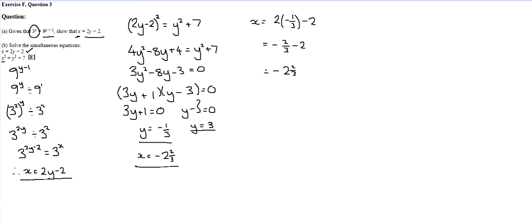Remember, these are the coordinates where these two graphs meet. And for this other one, y is 3, so x is 2 lots of 3 minus 2, far easier. That's going to be 4. So x is 4, and the graph would meet at 3, 4.